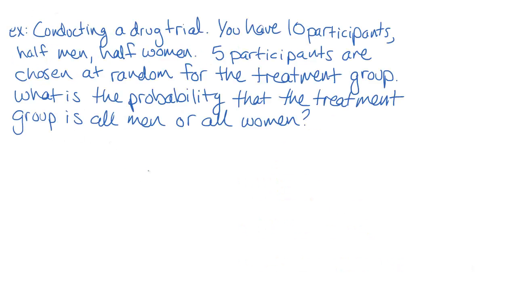Another example, a little bit more related to statistics: imagine you're conducting a drug trial and you have 10 participants, half are men, half are women. So when you do a drug trial, of course, we have to take a treatment group and a placebo group. So if we selected 5 people at random to be in the treatment group and then the other 5 would be in the placebo group, what's the probability that the treatment group ends up as being all men or all women? So again, we want to do this same idea of saying, well, what's the number of ways that could happen out of the total number of possibilities?